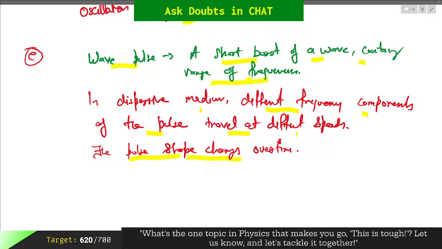So in a dispersive medium, because different frequency components of the pulse travel at different speeds, the pulse shape changes over time, and higher frequency components might travel faster or slower than the lower frequencies, causing parts of the wave to spread out or compress. This effect causes the original pulse shape to distort as it propagates, leading to smearing or spreading out of the pulse over time. Let's move to the next question.